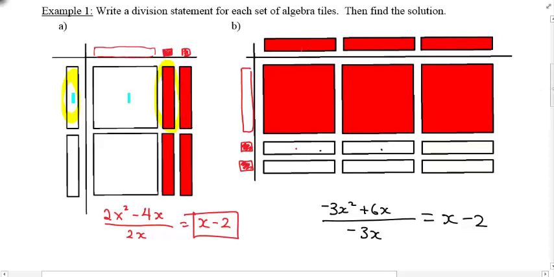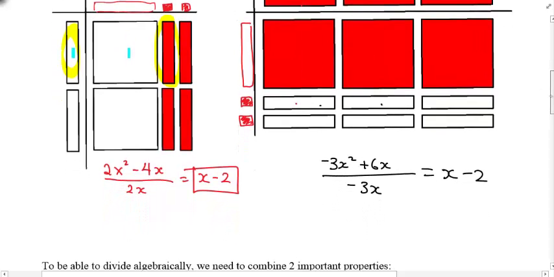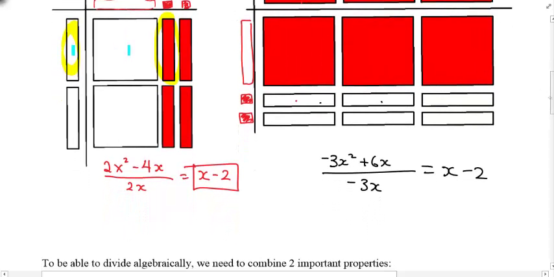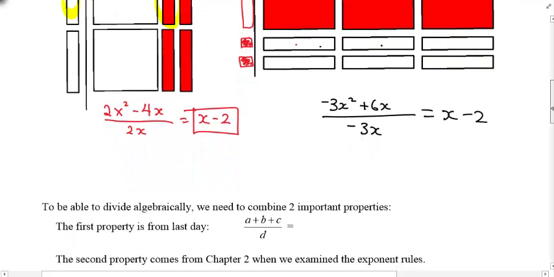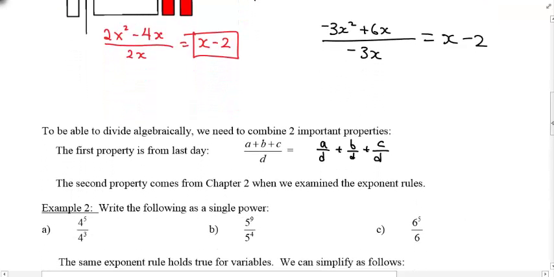Now, I'd like you to try to now find a way to do this without drawing algebra tiles. And remember from last day we looked at these properties where if I had terms on the top and I'm dividing by one thing on the bottom, you just split them up. So A over D plus B over D plus C over D. Remember that? Well, we're going to need that and one more property from chapter 2 when we actually divided using exponents. So this is a review.